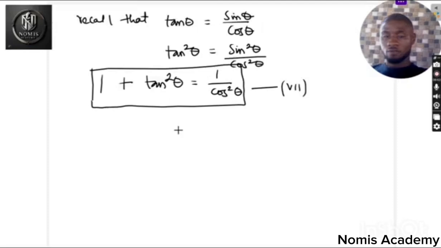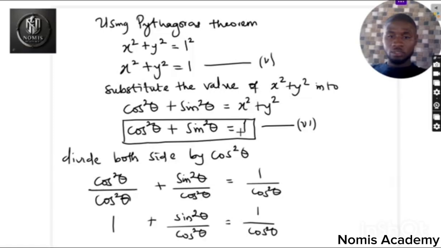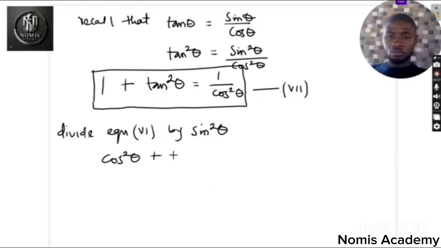What else can we do with it? Let's take equation 6 again. Divide equation 6 by sin squared theta. And remember what equation 6 is: cos squared theta plus sin squared theta is equal to 1.